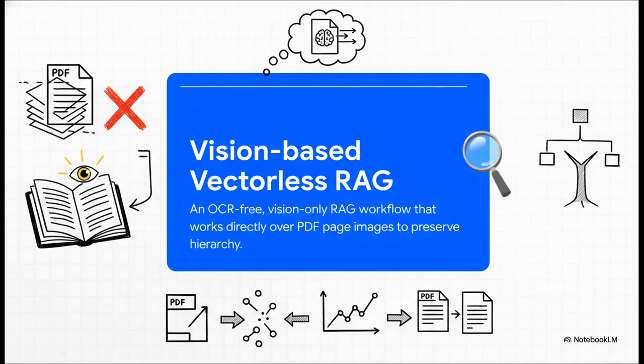Now this is a total game changer. I mean, for anyone who's ever wrestled with flaky, flawed optical character recognition, OCR, this is huge. Vision-based vectorless RAG works directly on the PDF page images. It completely bypasses traditional text extraction, which means it can preserve the original document hierarchy just from its visual layout, something OCR almost always messes up.